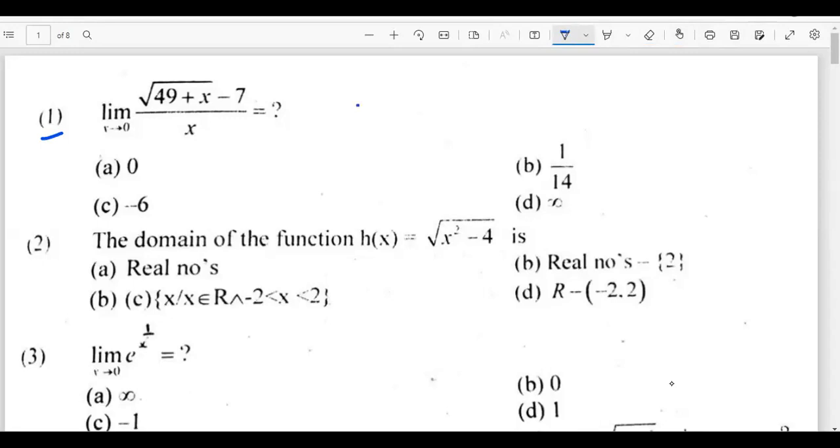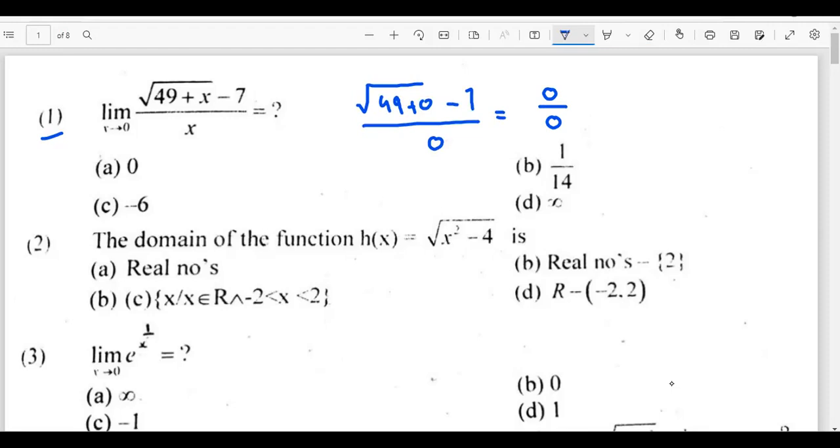Under the root, just look at this: under the root 49 plus 0 minus 7, divided by 0. The numerator, under root 49, would be 7, okay? So 7 minus 7 is 0, and 0 by 0 is an indeterminate form. So how do we fix it? By applying the L'Hopital's rule.